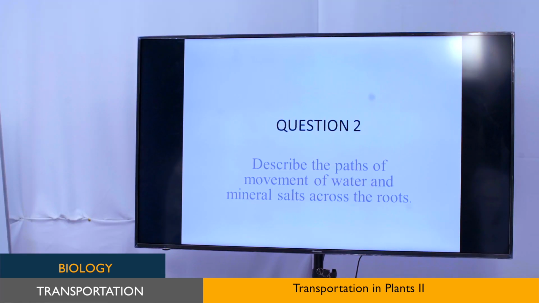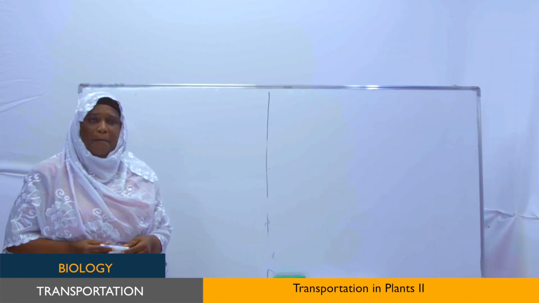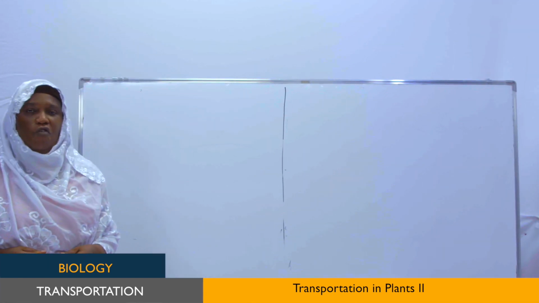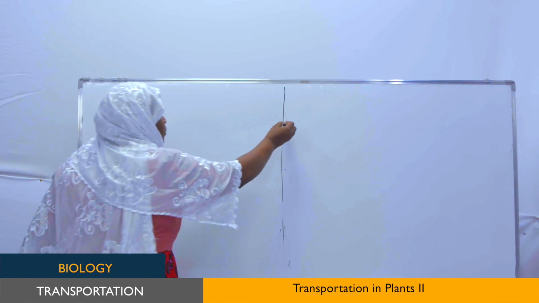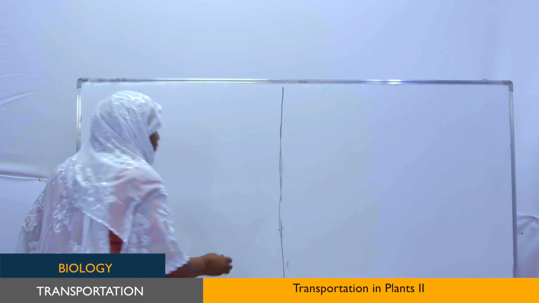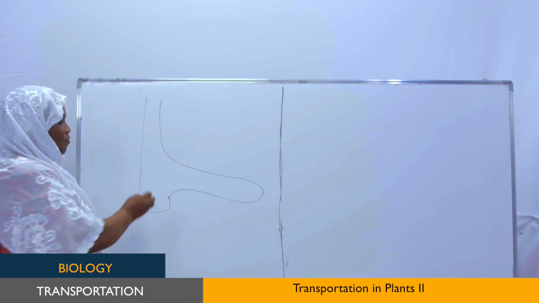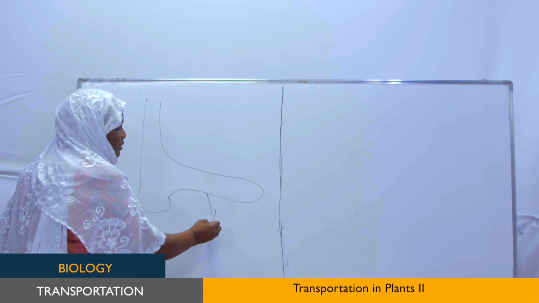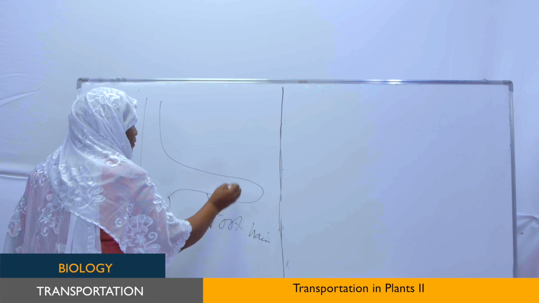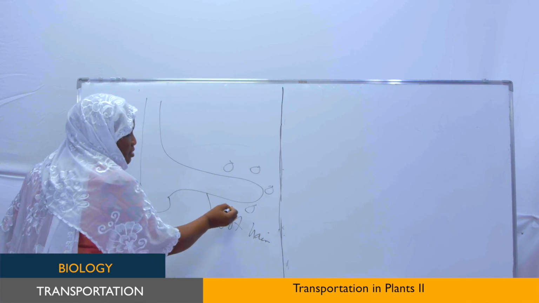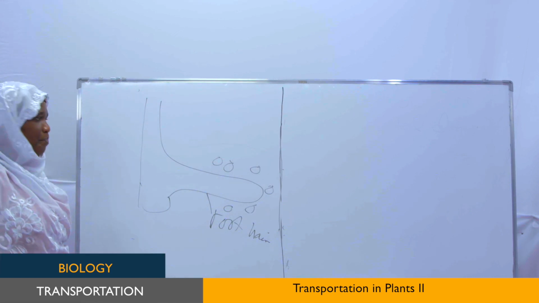Question number 2 says, describe the paths of movement of water and mineral salts across the roots. Let's say this is the structure of the root. This one is the root hair. These are soil particles.